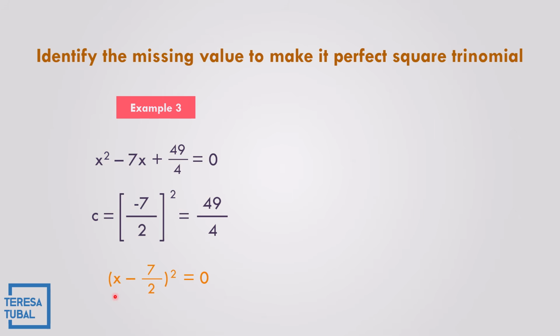So the final answer is the quantity x minus 7 over 2 squared is equal to 0.